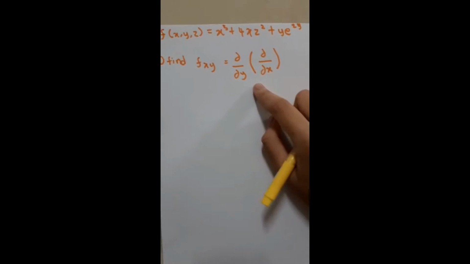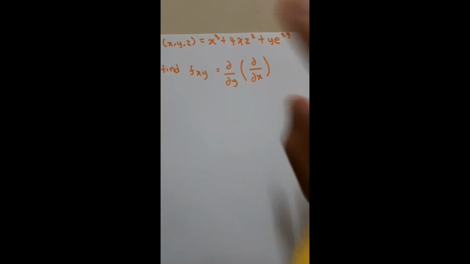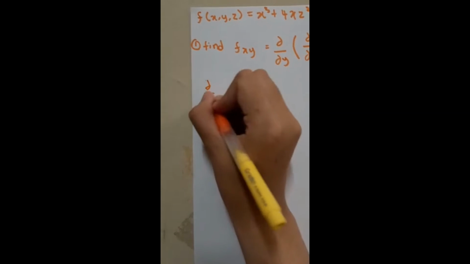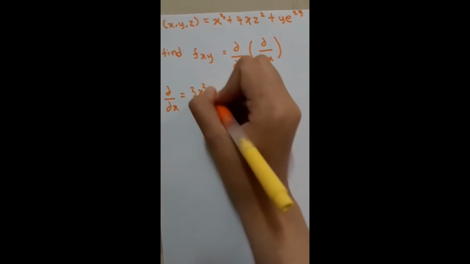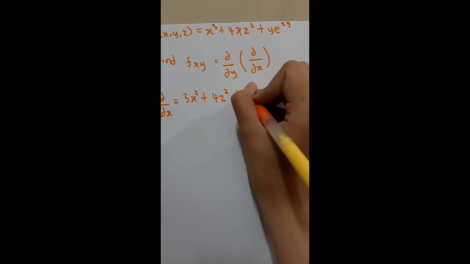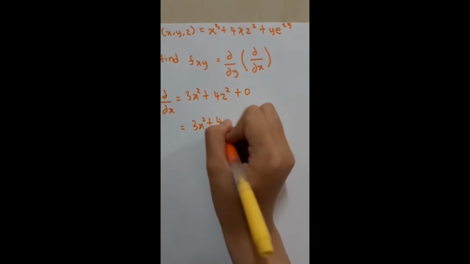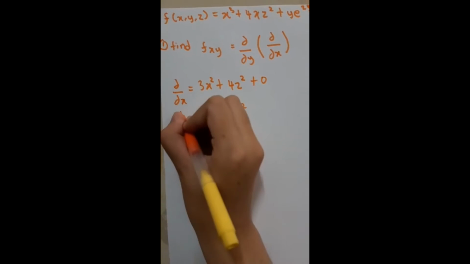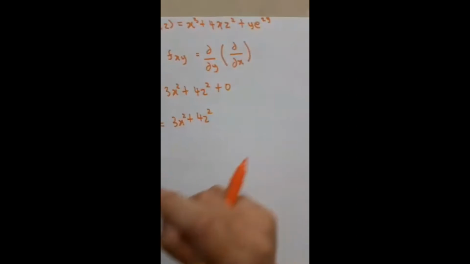We must differentiate this function with respect to x first. So del f over del x is equal to 3x squared plus 4z squared, and the last term is 0, so plus 0. It is equivalent to 3x squared plus 4z squared for del over del x. Then we must differentiate this with respect to y.